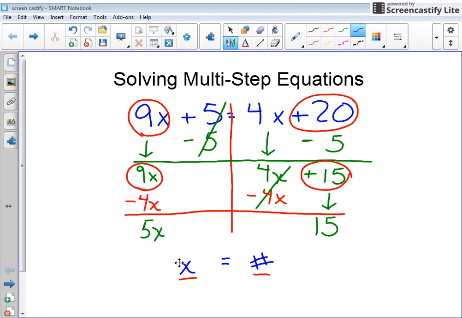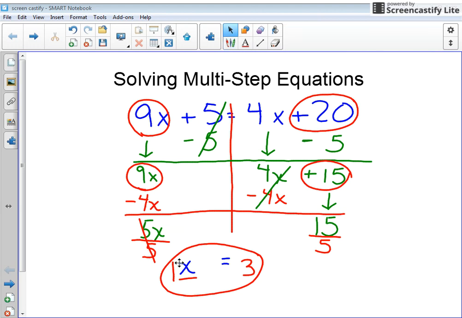Now, 5x. This is an operation that shows that there's multiplication. 5 next to the variable means 5 times the variable. So I need to eliminate or undo that operation by doing the opposite, which would mean to divide by 5. And when I divide by 5 on the left, I must divide by 5 on the right. 5 divided by 5 becomes 1x. And 15 divided by 5 becomes 3. So I have 1x equals 3, and that is my solution.